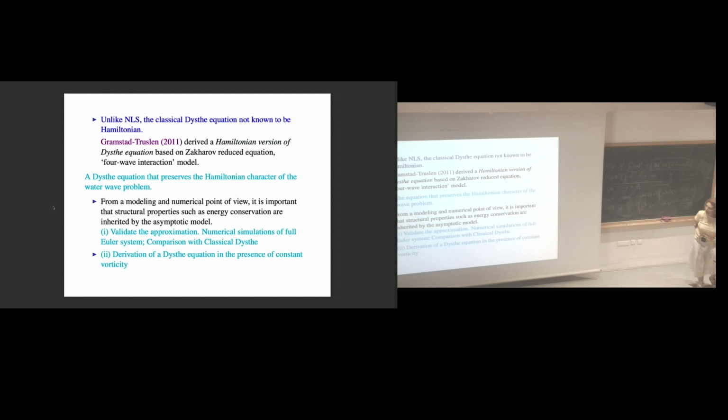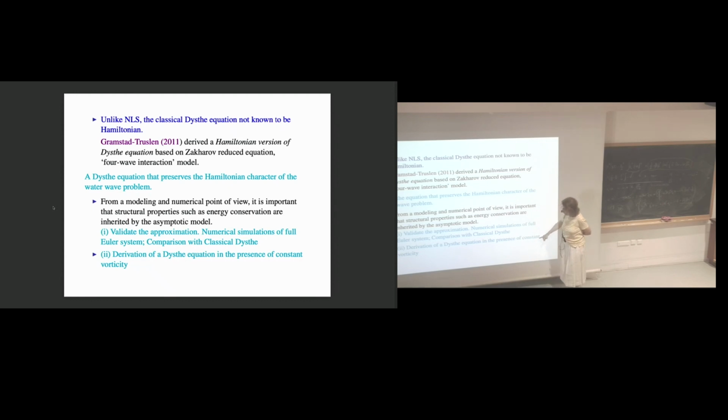As I said, the classical Dist is not known to be Hamiltonian, but Gramstad and Trulsen derived a Hamiltonian version, though instead of starting from the water wave problem, they started from a four-wave interaction model from Zakharov. From a modeling and numerical point of view, keeping the structural properties, in particular energy conservation, might be useful. So I will show you some pictures comparing numerical simulation of the full Euler against the classical and the Hamiltonian Dist.